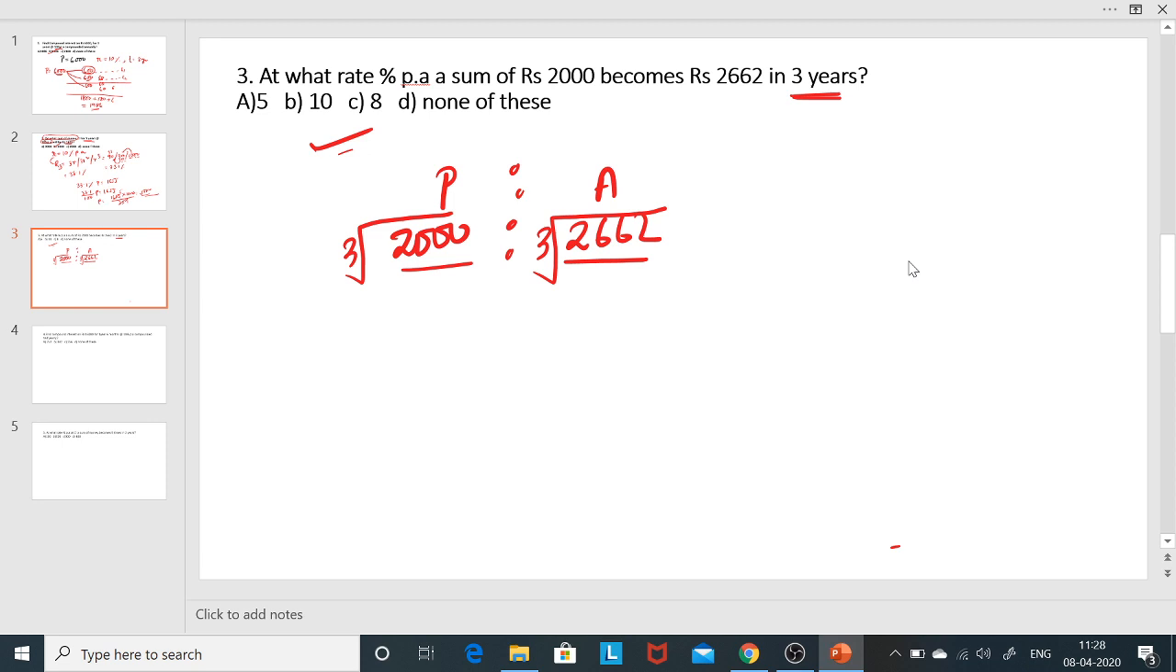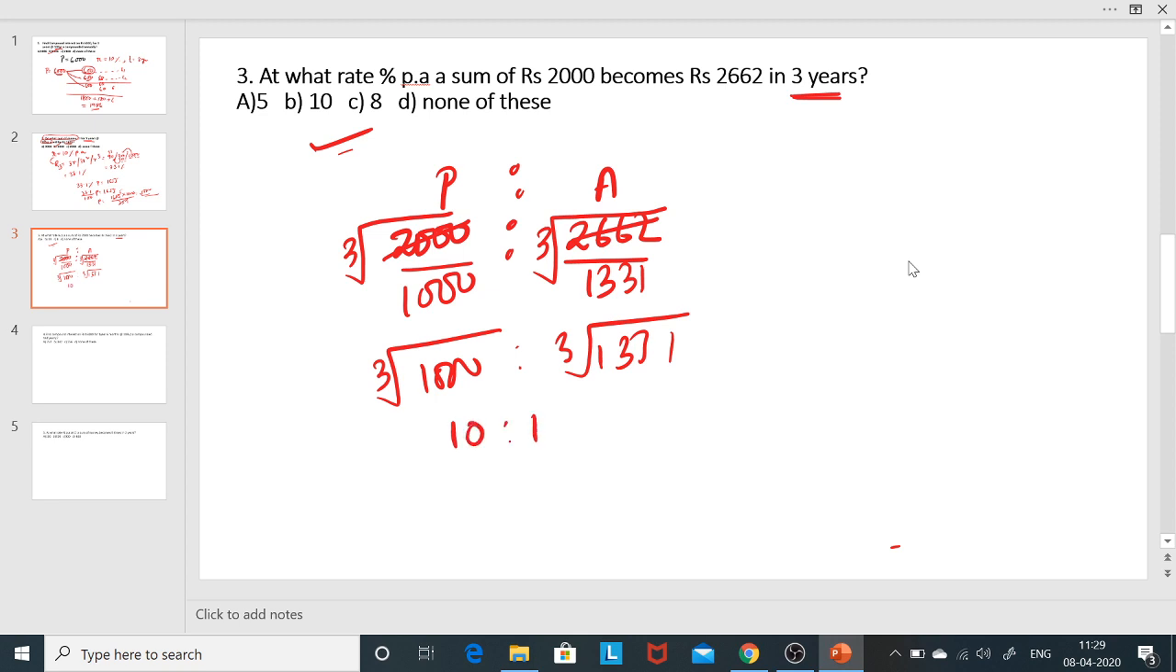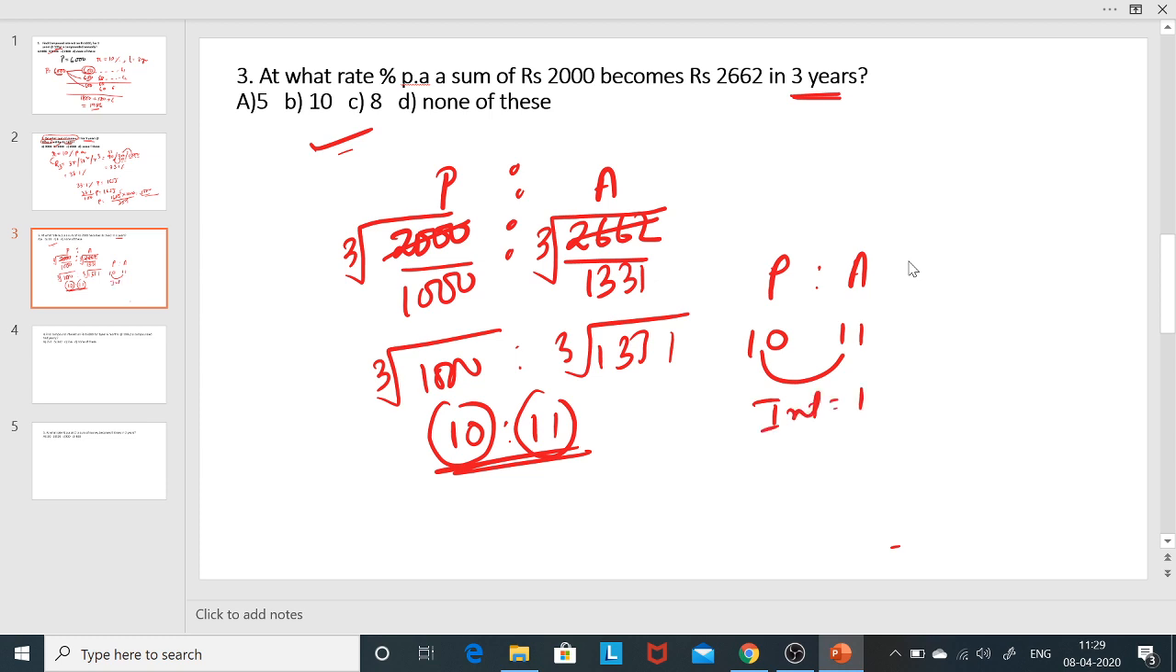Now you see, if you cancel this, it will be 1000 and it is 1331. So basically it is cube root of 1000 is to cube root of 1331. So it is 10 is to 11. So your principal is rupees 10 and amount is rupees 11. So now here it is principal is to amount. So the amount is 11. So the difference between principal and amount is called interest, which is 1. So rate of interest will be interest by principal. Here principal is 10, into 100. So basically it is 10%.